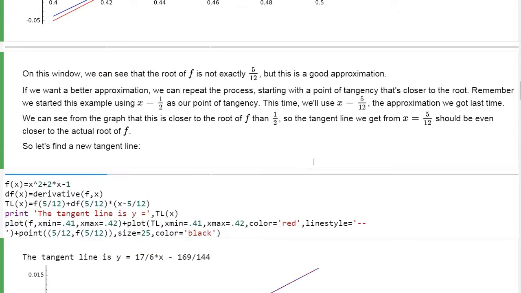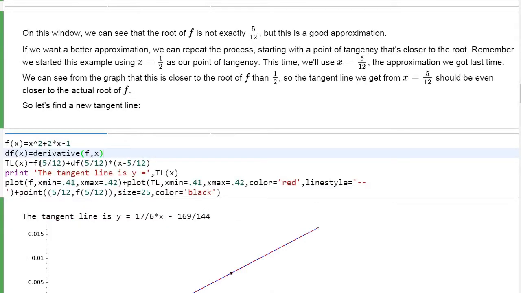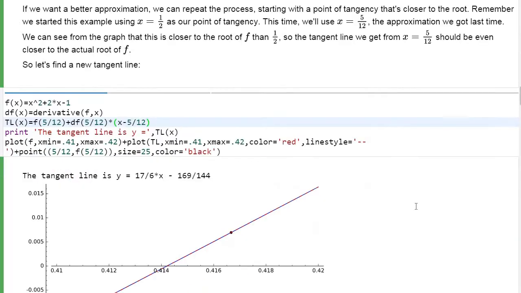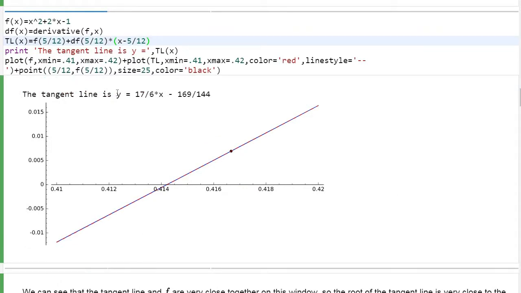So that's what we're going to do. We're going to have a new tangent line based on 5/12, where 5/12 was the x-intercept of our previous tangent line. Alright, so same process I did before. I just replaced all the halves in the previous tangent line with 5/12. Okay, so here's my new tangent line.